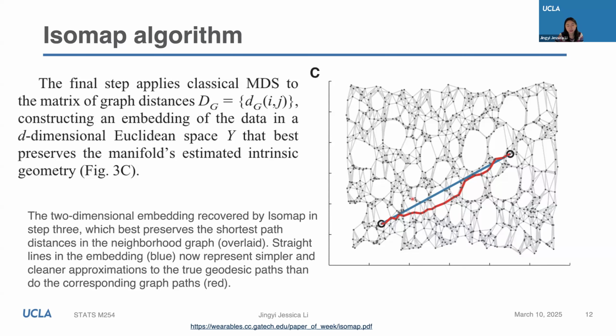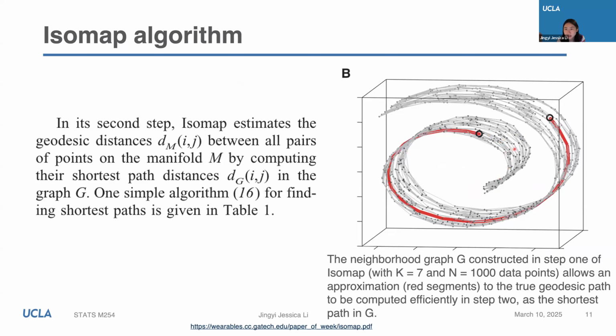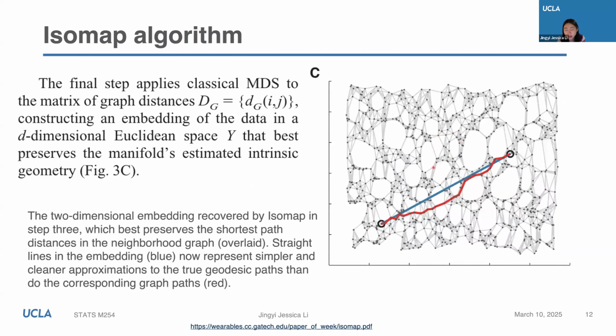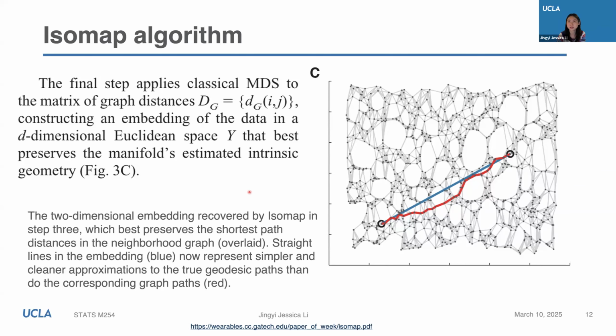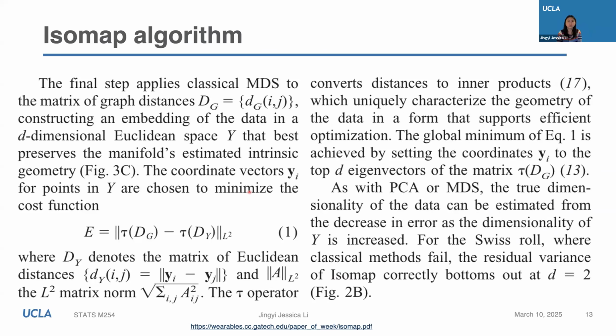Okay, so essentially, you see, even though your data points in 3D look like a Swiss roll, in 2D, Isomap shows a flat space, which is what it's supposed to be, right? The manifold is flat. Okay, so this is Isomap. It is basically MDS applied to geodesic distance, and the approximation of geodesic distance goes through this graph construction. Does that make sense? You first construct the graph, and then you find the shortest path. All right, so this is just more details about the final step. The final step applies classical MDS to the matrix of graph distances, constructing an embedding of the data in a d-dimensional Euclidean space Y.